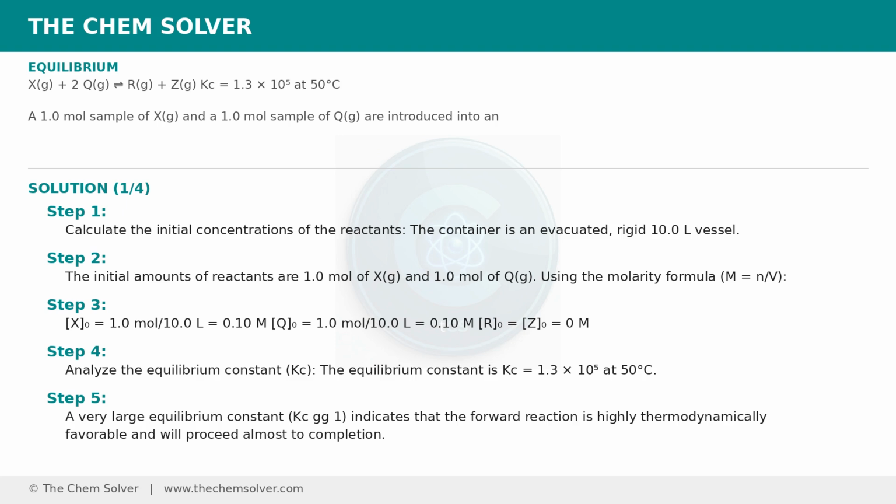Analyze the equilibrium constant. Kc, the equilibrium constant, equals 1.3 times 10 to the power 5 at 50 degrees Celsius. A very large equilibrium constant, Kc much greater than 1, indicates that the forward reaction is highly thermodynamically favorable and will proceed almost to completion.